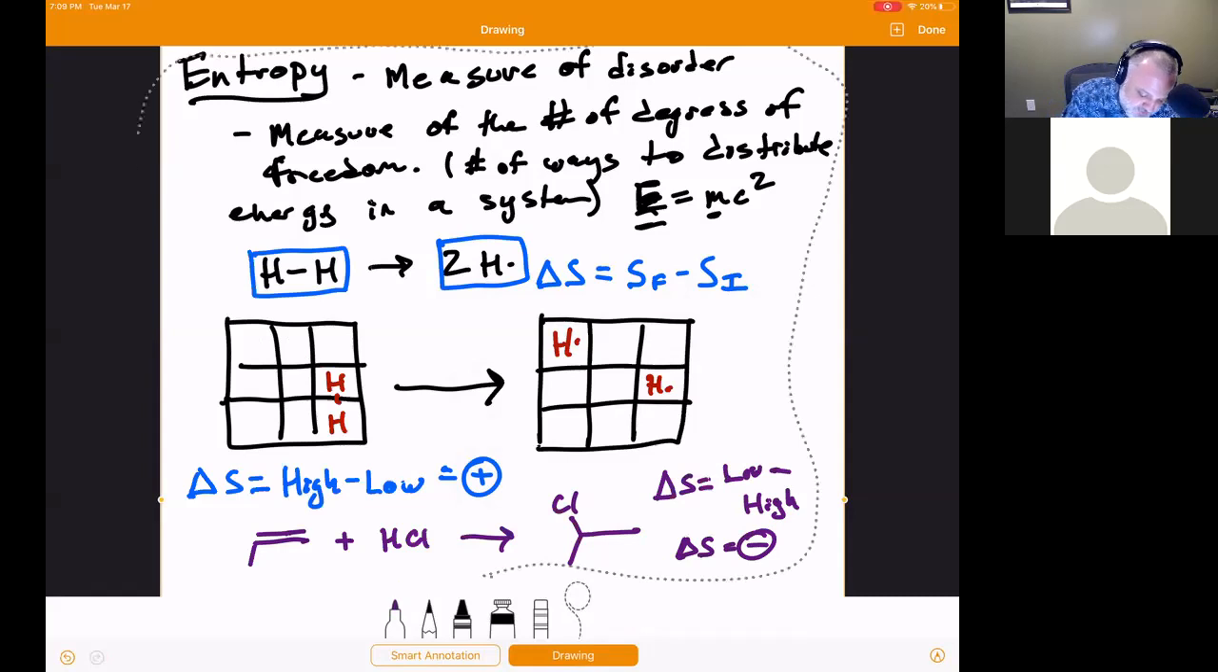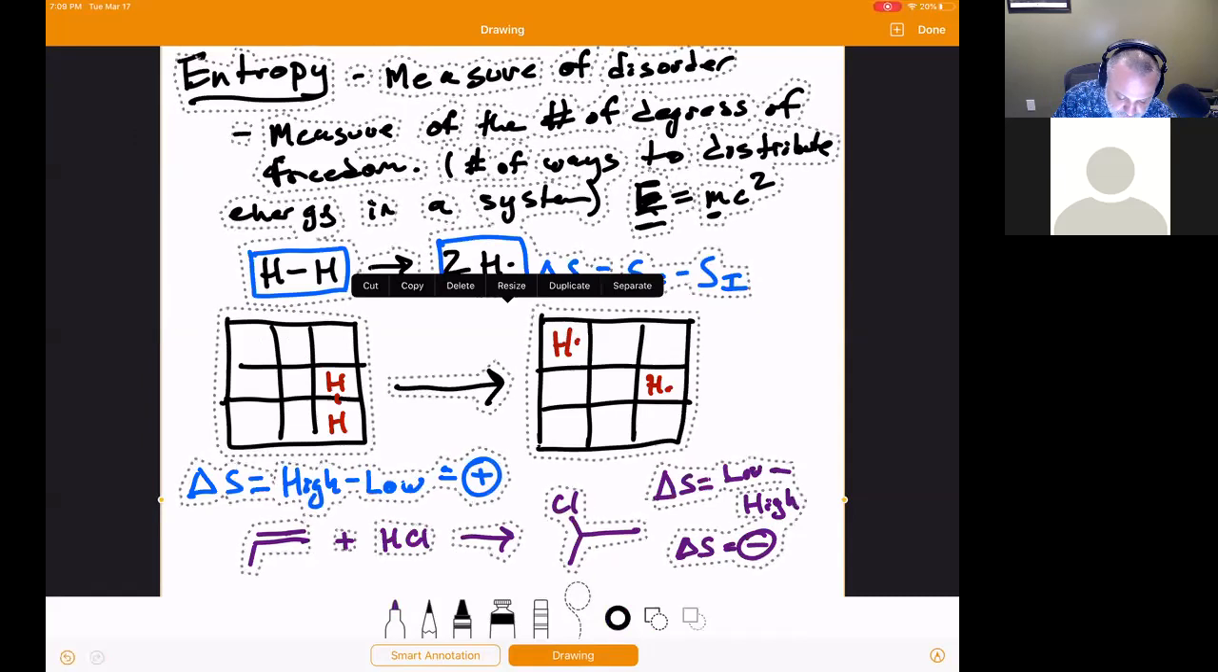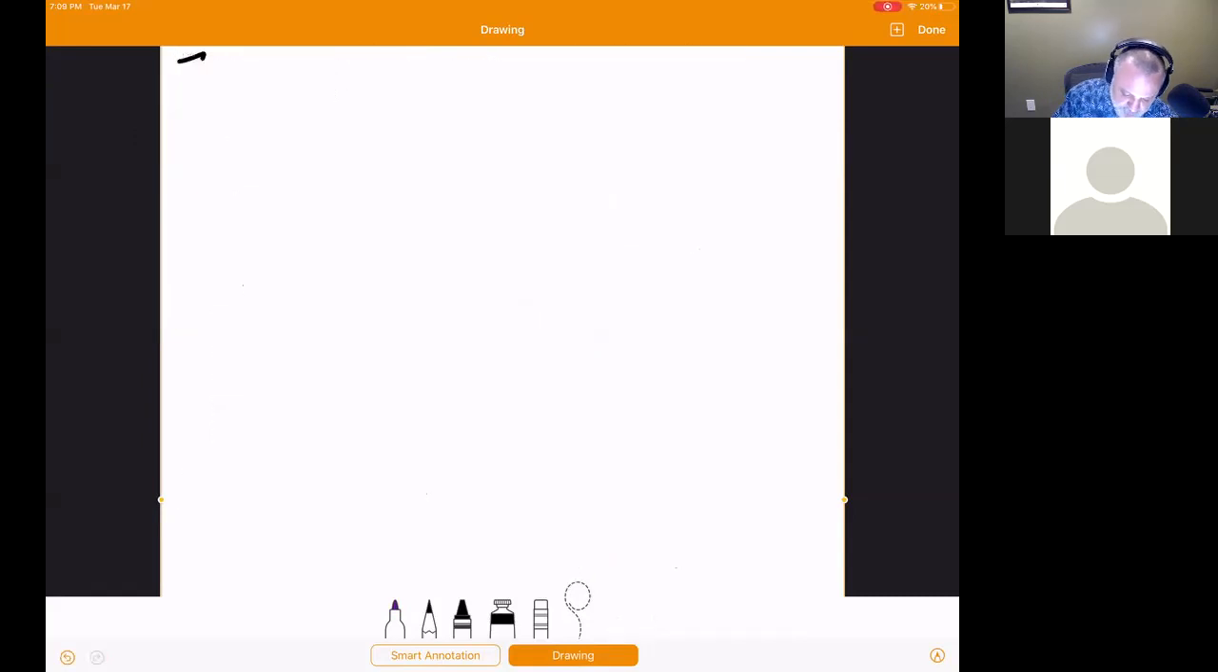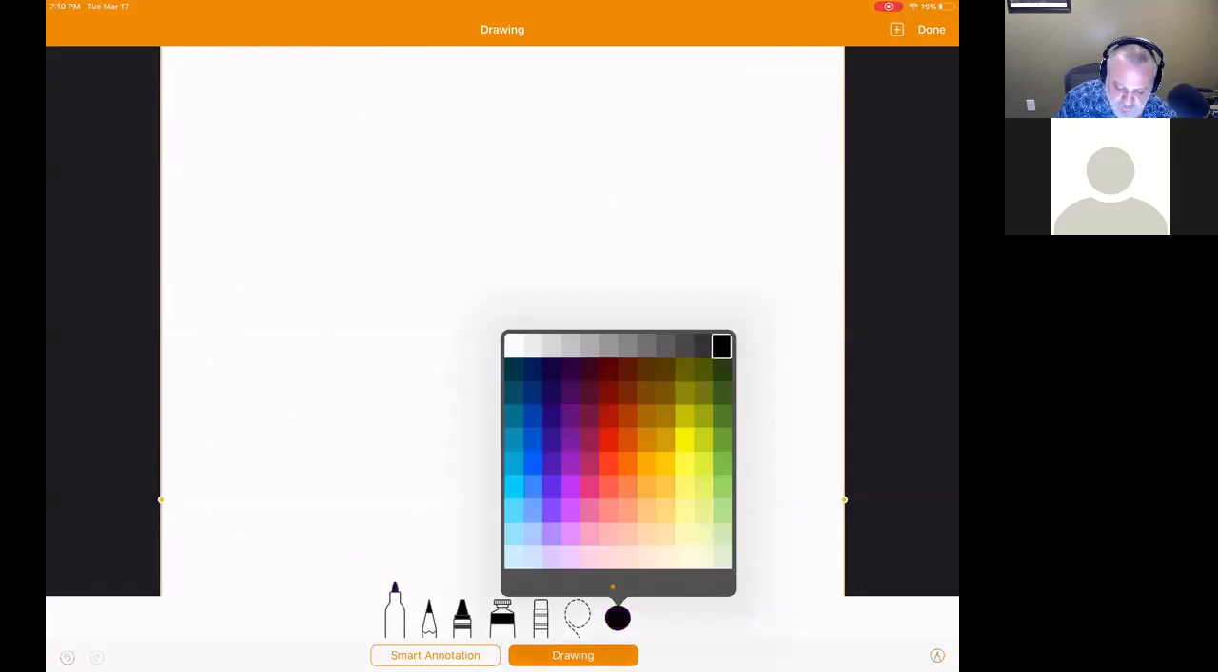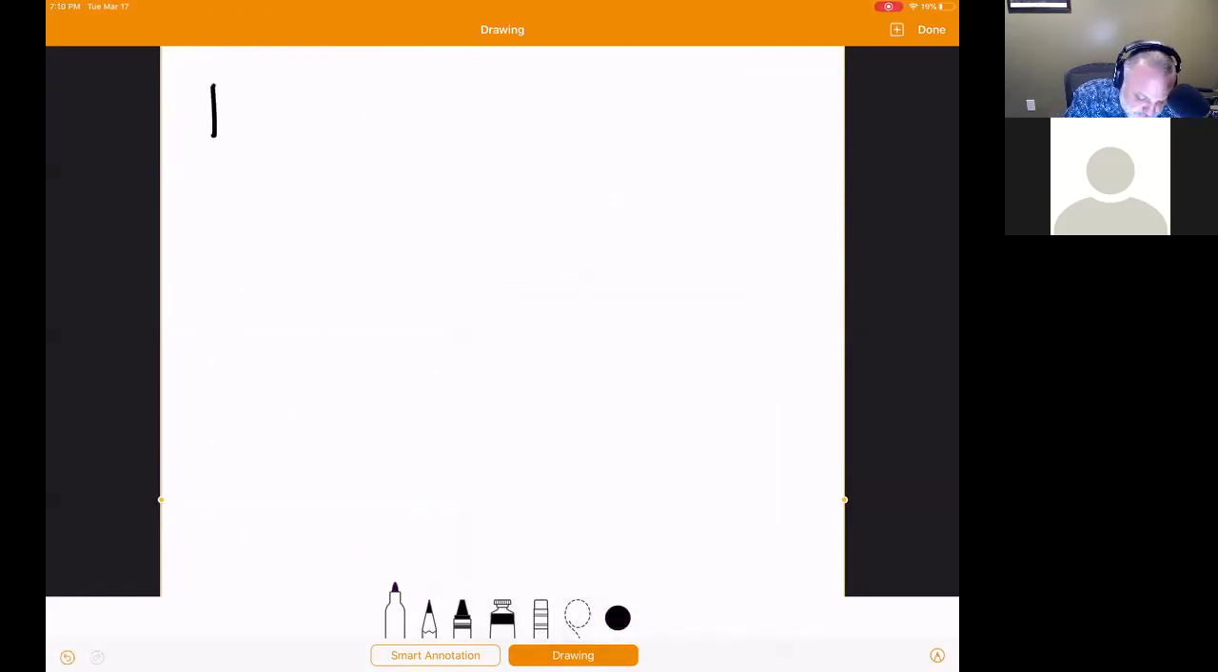We're going to just look at the number of particles. Generally, if there's more particles, then the change in entropy is positive. If there's less particles, then the change in entropy is negative. Now, there is one other situation that we need to look at. We need to look at the situation like this.